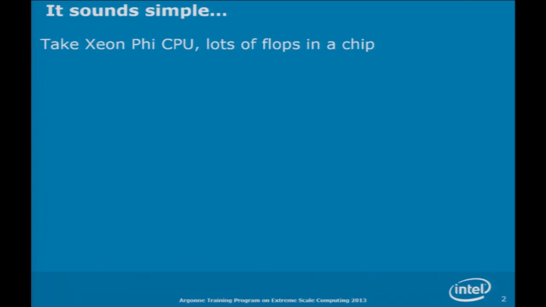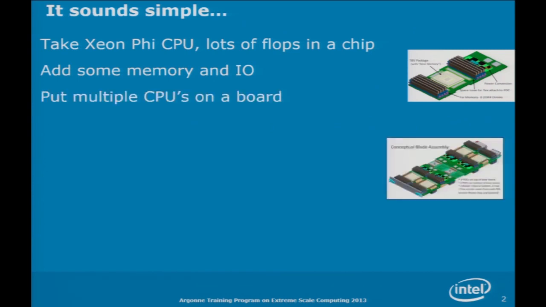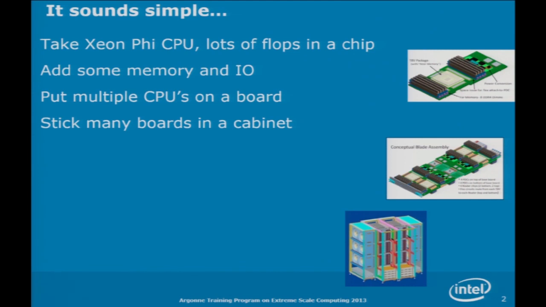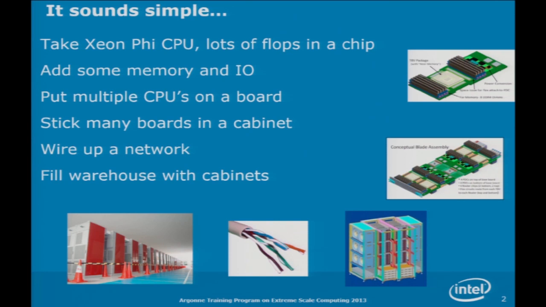One thing they have in common is that there are lots and lots of floating point multipliers and adders and cores on these chips. So you have lots of these flops. You add some memory and some I/O. You put multiple of them on a card. You stick many of these cards in a cabinet. You add some networking, and you fill the warehouse with cabinets, and you have a supercomputer. So how hard can it be?